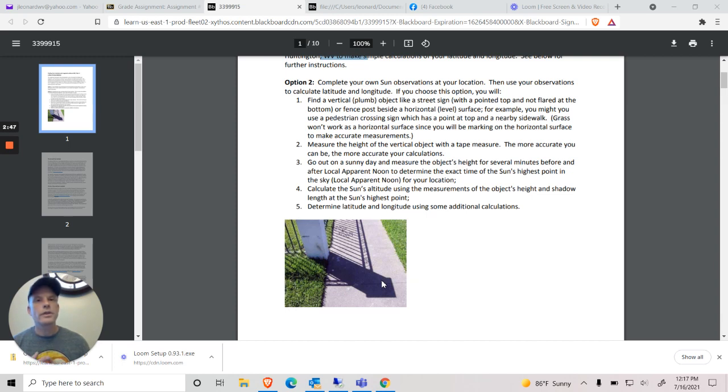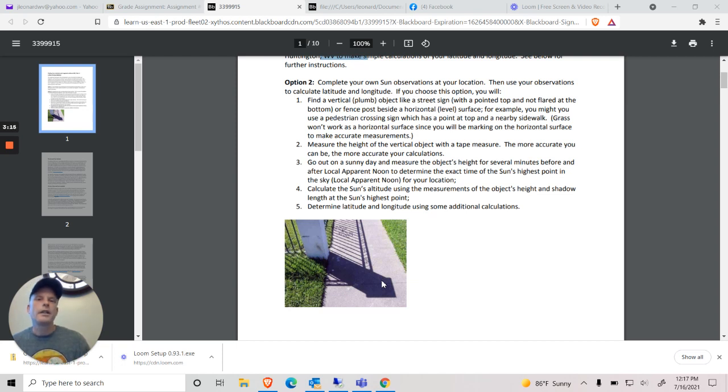So you can use a street sign, you can use a fence post, whatever. But a couple of key things. The object that you're using to measure its shadow, you have to be able to access it. It's got to cast the shadow in the right direction. So if a building is in the way, then you might not be able to measure the shadow. Or if there's not a flat surface on which to measure its shadow, then again, that object's not going to work.